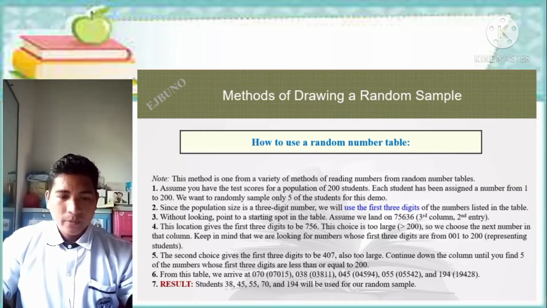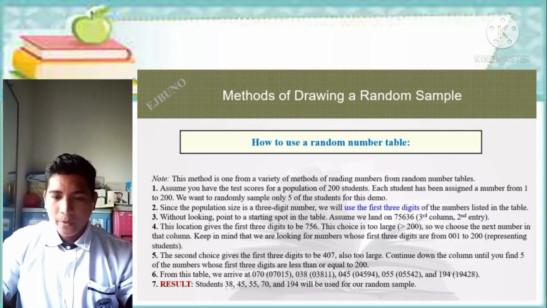07015, 038 or 03811, 045 or 04595, 055 or 05542, and 149 or 19428. 7. Result: students 38, 45, 55, 70, and 194 will be used for our random sample.